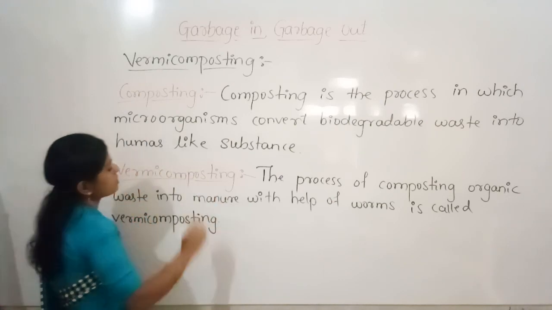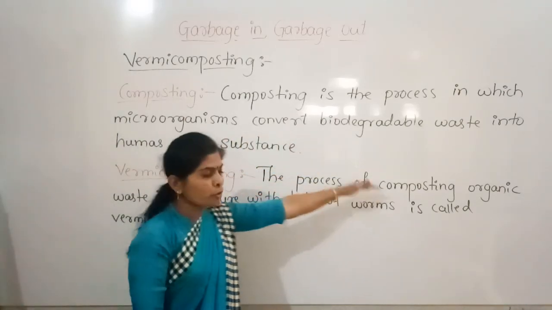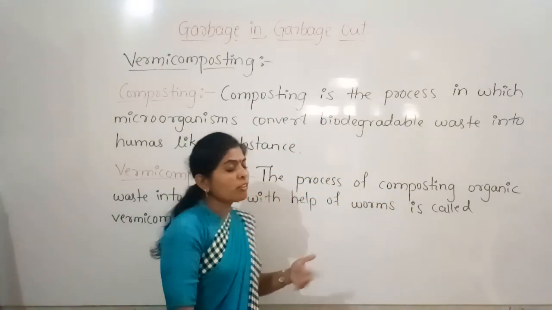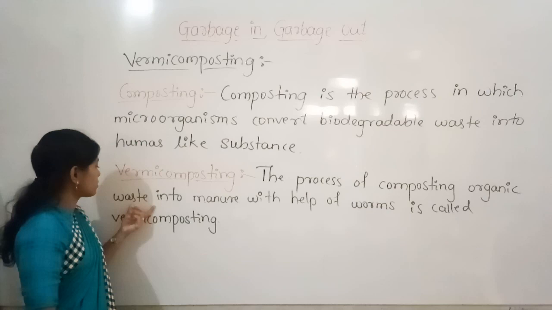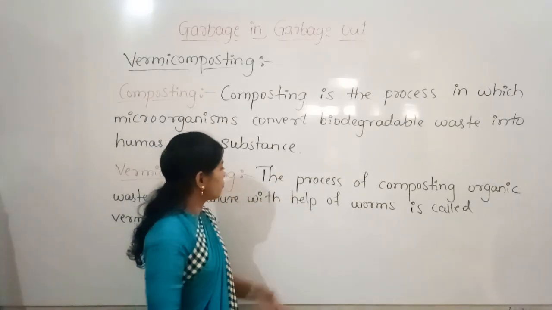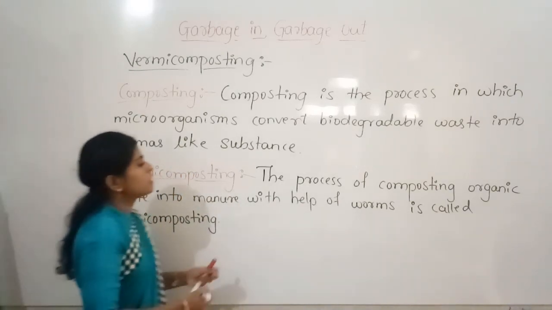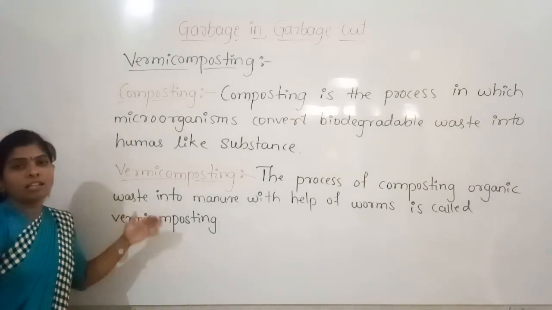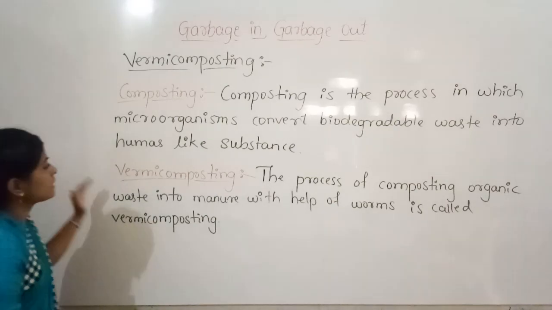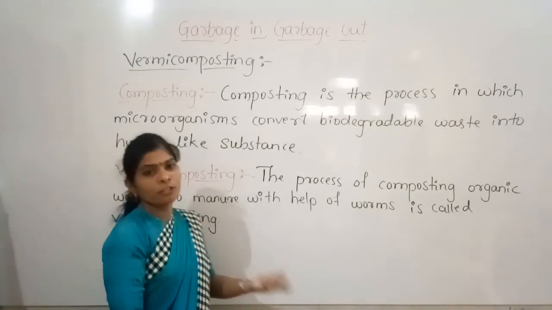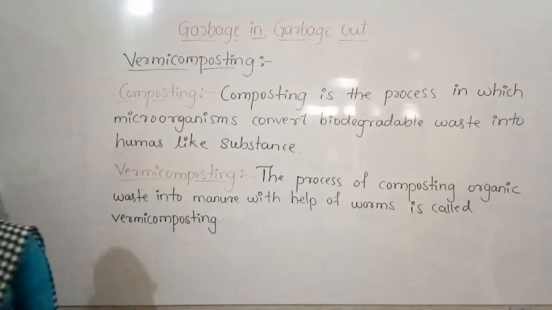Vermicomposting is also a composting method. And how can we define vermicomposting? The process of composting organic waste into manure with the help of worms is called vermicomposting. This is the definition you can write down in your notebook. Now we can discuss in detail how to prepare the manure using the vermicomposting method.